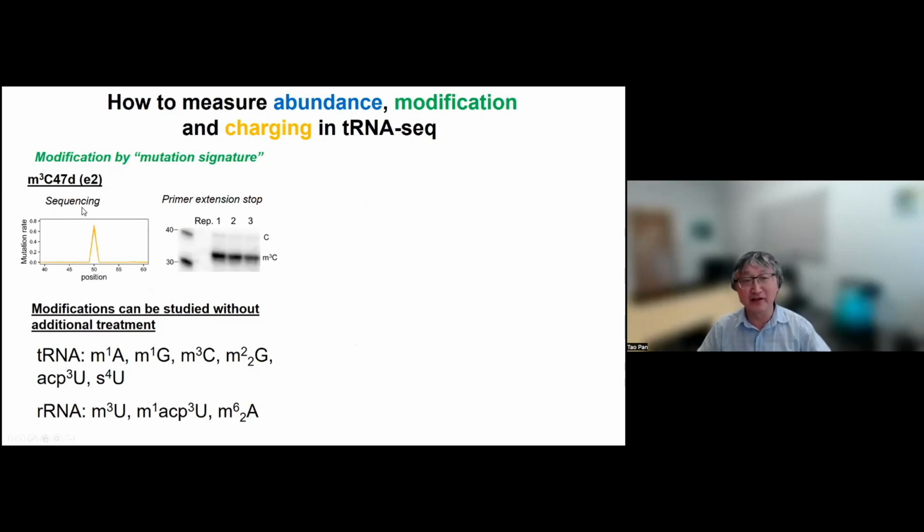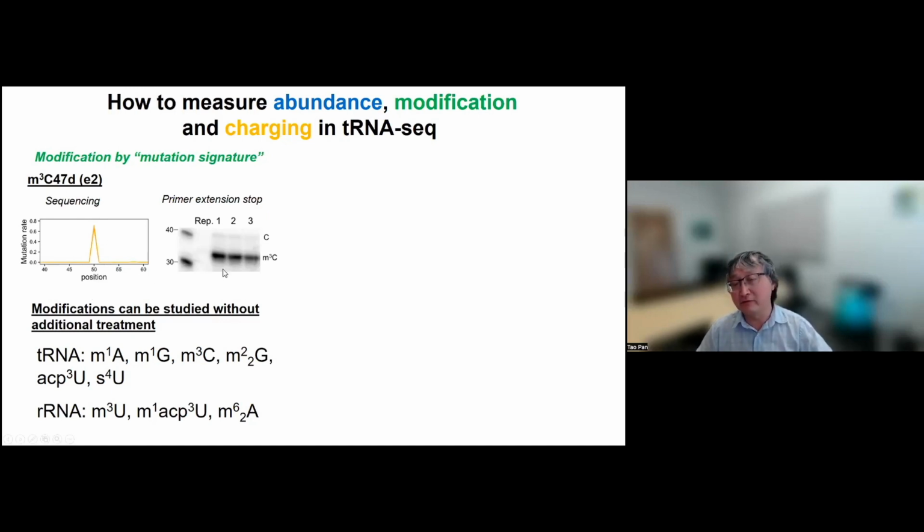Here's an example. There's actually an M3C modification, one of my favorite. Thank you, Richard, for introducing that. So this will be an example of a tRNA serine isodecoder sequencing through that. It has a modification at position 47D, or sometimes referred to as E2 position tRNA. So when we do a sequencing library, we map our reads to the reference genome, where we find around this precise position of M3C, there's a mutation fraction, and shown here are even 3 biological replicates superimposed on top of each other.